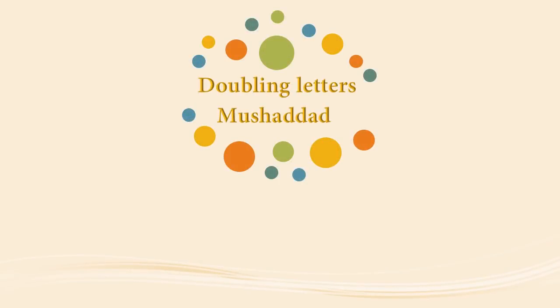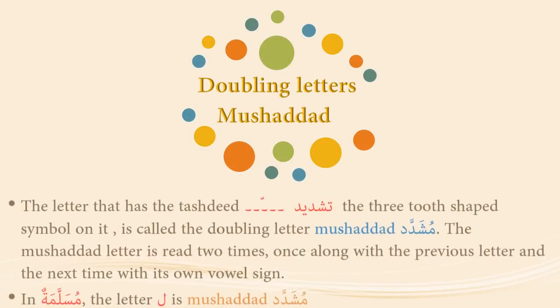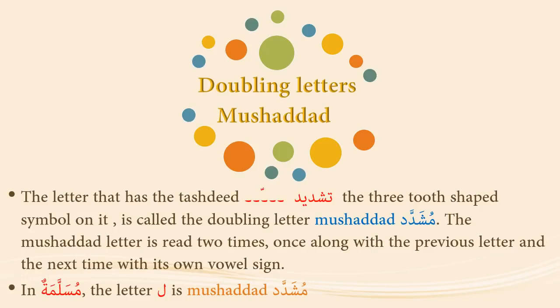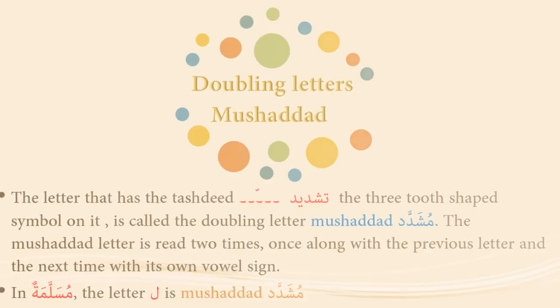Doubling letters, mushaddad. The letter that has the tajdeed, the three-tooth-shaped symbol, on it is called the doubling letter, mushaddad. The mushaddad letter is read two times, once along with the previous letter and the next time with its own vowel sign. For example, in musallamatun, the letter lam is mushaddad.